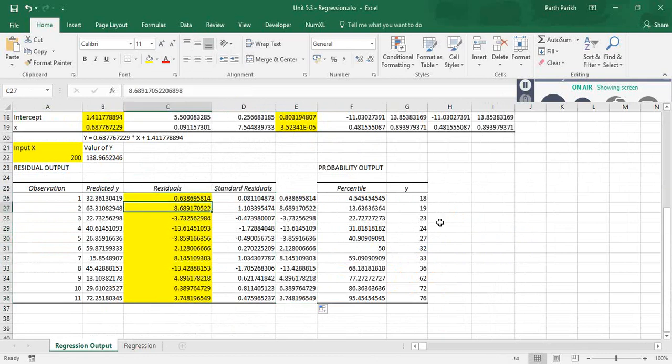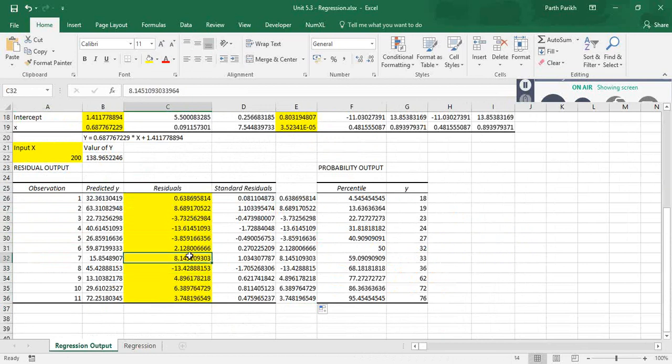However, if the residual is very high, like this one, which is minus 13 over here, which is very high, then that can be considered as an outlier. If you have a million series of data, here the data set is too small, so we are not able to comment. However, if your data set is too large, let's say 1,000 entries or 10,000 entries or a million entries, then you can probably eliminate that particular entry.